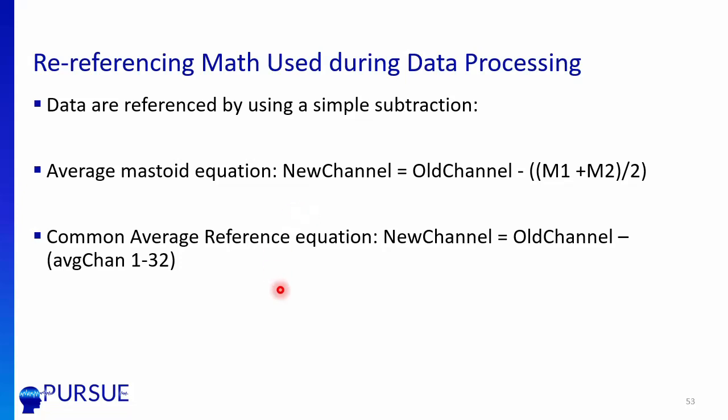Some people would do a common average reference, in which case you're going to take the old channel minus the average of all of your channels. If you had a 32 channel system like we do, then it would be the average of the activity channels 1 through 32 to give your common average reference.